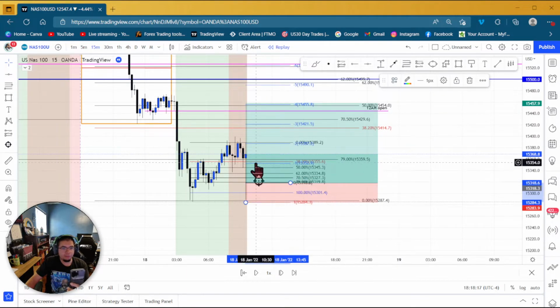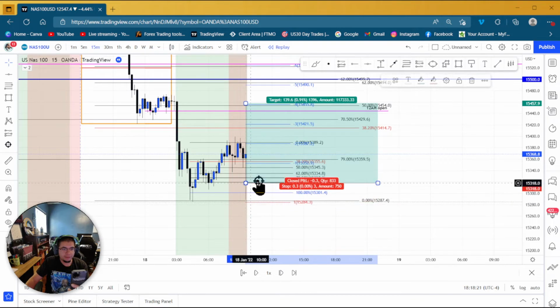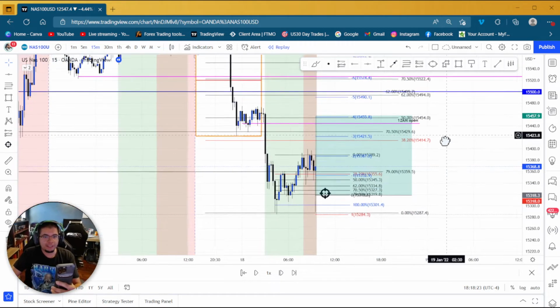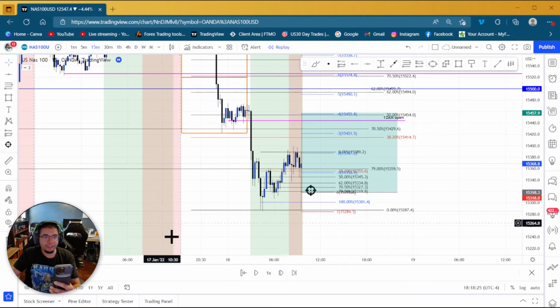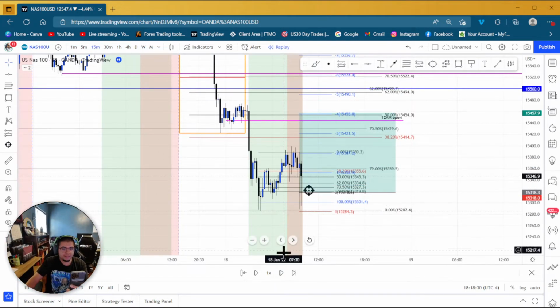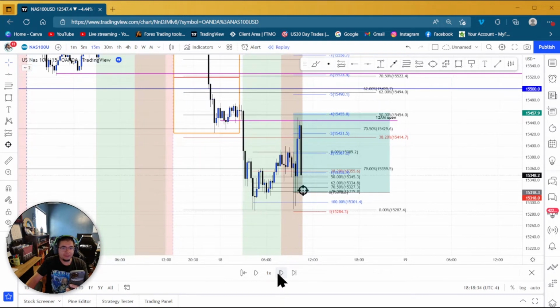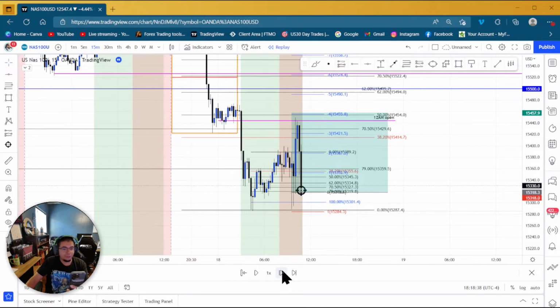Okay, it went to TP1 already. So what I'm gonna do is just move this up and see what happens for the rest of the day. It's risk free. Let's see what happens. Okay, I would have got stopped out at 0% day, guys, for me, and I'm cool with that. Ah, dang, should have kept it at 1%, but that's the thing, like who knows?